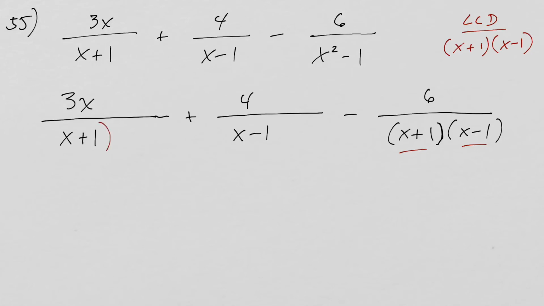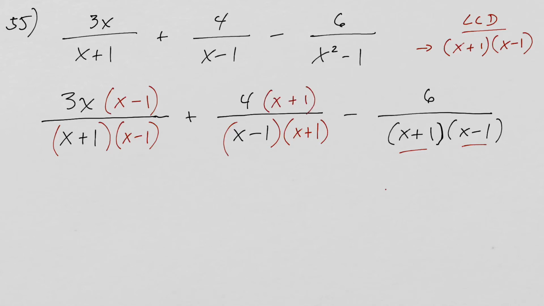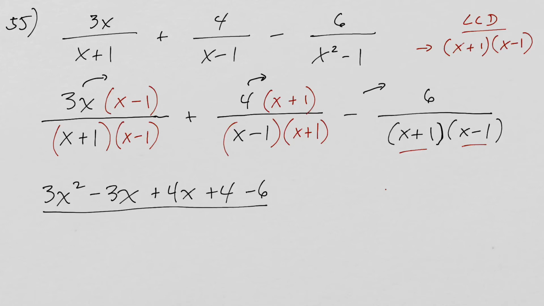So this first one, I have to multiply by x minus 1 to make it look like the LCD. And so we do that in the numerator as well. This second one, we're going to have to multiply by x plus 1 to make it look like that. So I do that in the numerator as well. And this last one I leave alone. Okay, so now I'm going to distribute, and I'll get 3x squared minus 3x. I'll distribute, and I'll get plus 4x plus 4, and I have this minus 6 all over my common denominator of x plus 1, x minus 1.